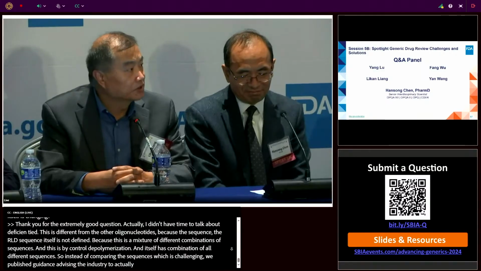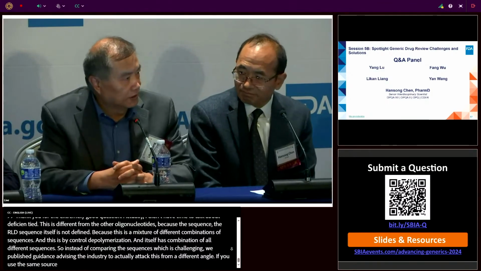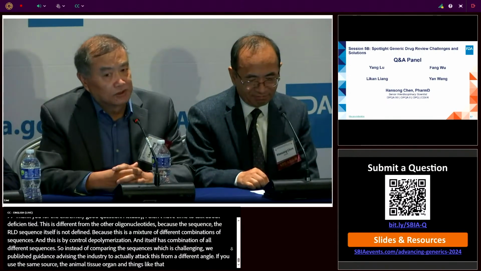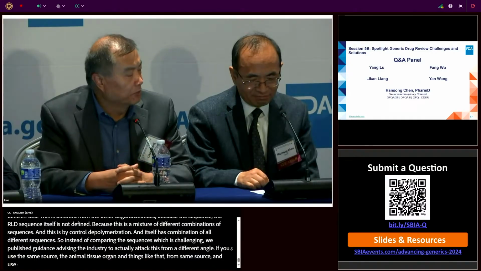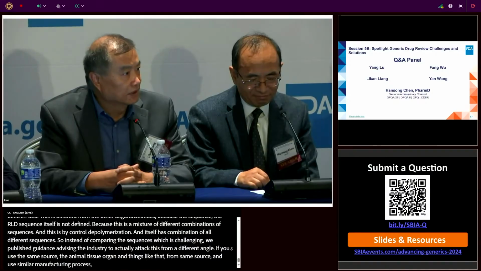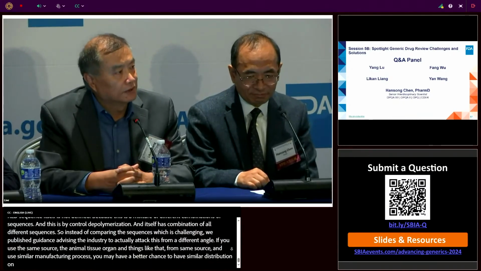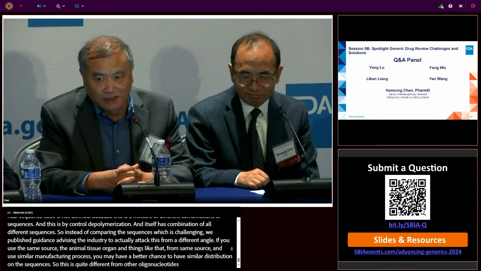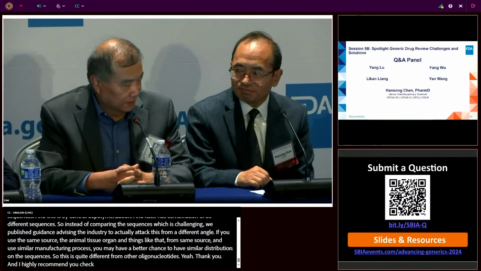If you use the same source of the animal tissues or organs from the same source, and also use a similar manufacturing process, the same mode of depolymerization, you may have a better chance to have a similar distribution of the sequences. So this is quite different from other oligonucleotides. Yeah, thank you. I would highly recommend that you check the PSG for advice.